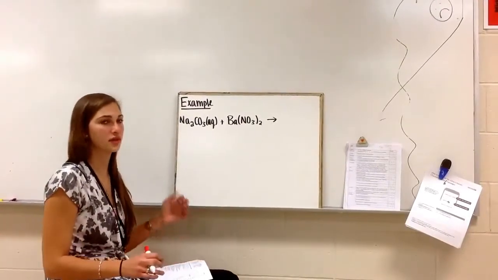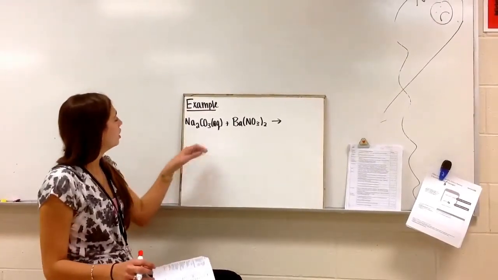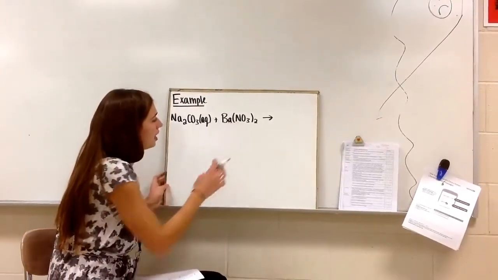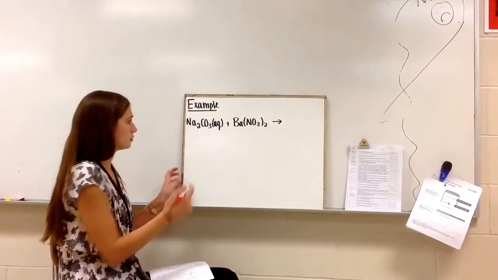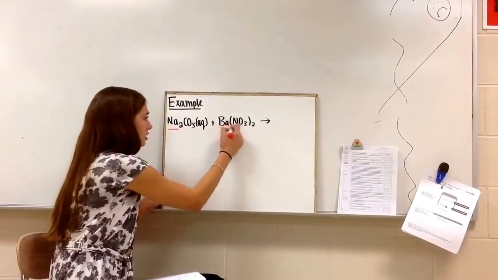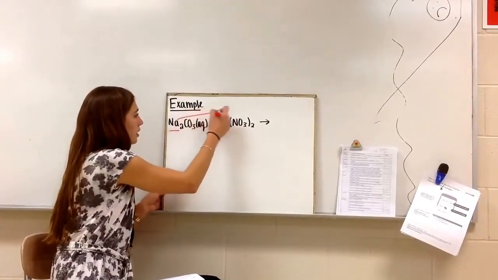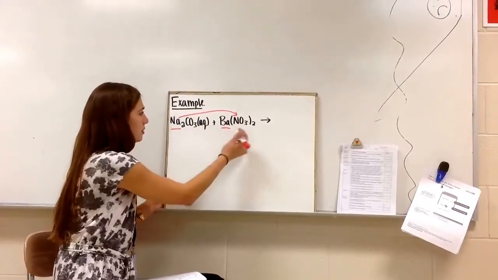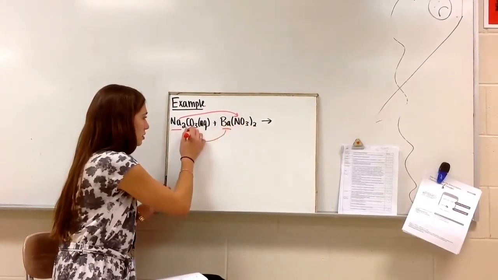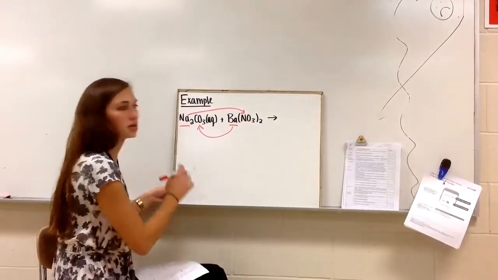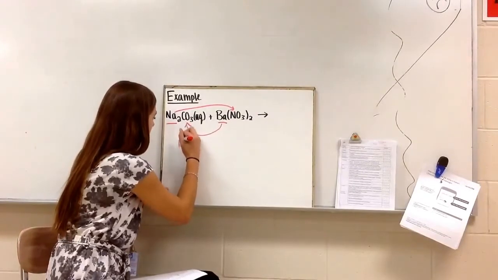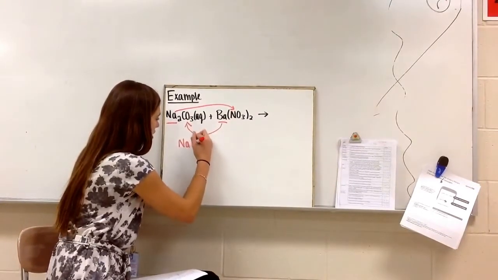Alright, let's do this one together also. Now we have sodium carbonate, and then we have barium nitrate. This is a double replacement also. So we want to replace our sodium with our barium here also. So when we put this together, we would get sodium nitrate.